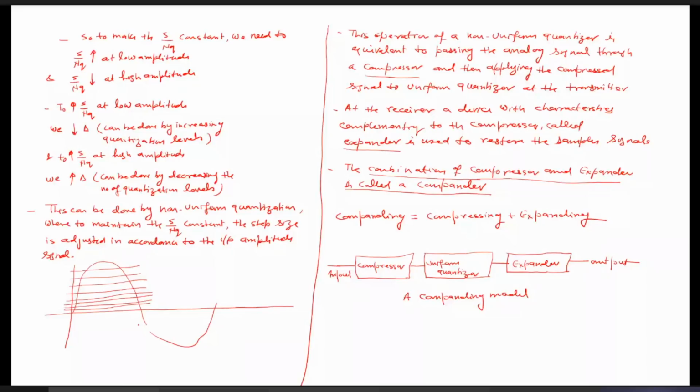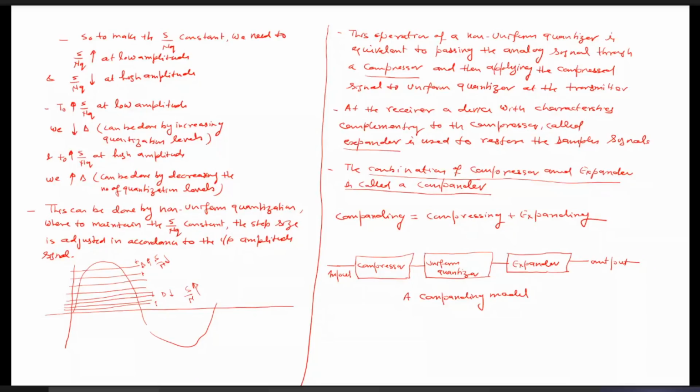You can see at the lower amplitude of the signal, this quantization step is quite low. If the quantization step delta is low, then the quantization noise will be low, and the signal to quantization noise ratio will increase. But at the higher amplitude, you can see the quantization step delta is more. So if delta is more, the signal to noise ratio here is decreased. So we can choose the step size, that is, the variation of the step size at each value of the amplitude, such that the signal to quantization noise remains constant throughout the quantization process.